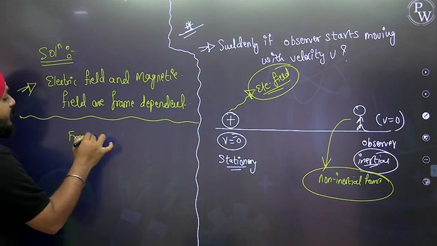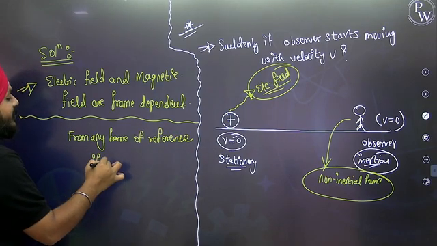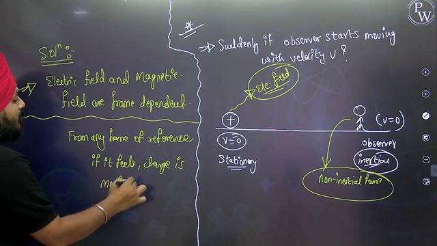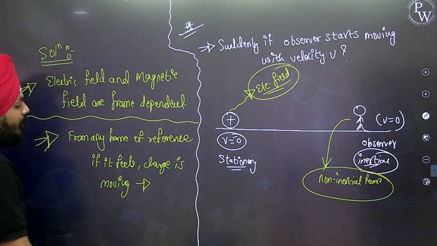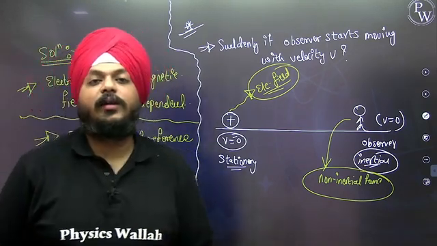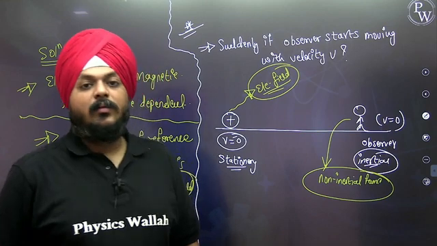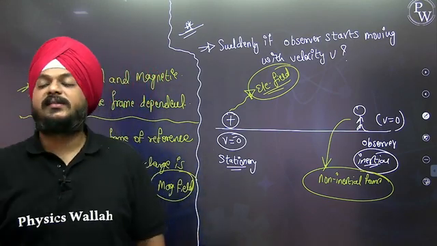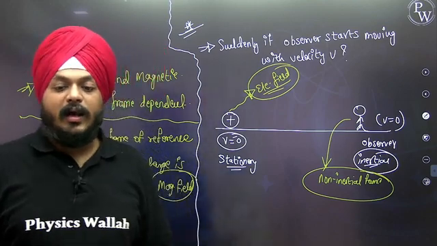From any frame of reference, if it feels the charge is moving, a very simple thing will come up in front: there is a magnetic field around it. Yes or no? Okay, so this is a very simple concept. The magnetic field will again be discussed in electrodynamics. Yes, the magnetic field and the electric field both are charge dependent. Okay, both are charge dependent.